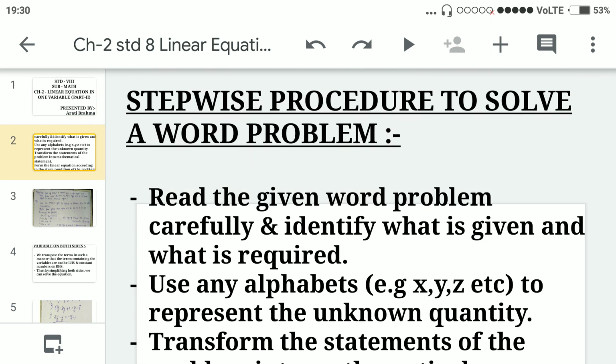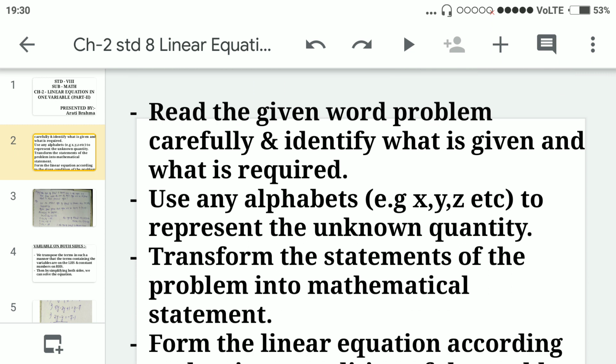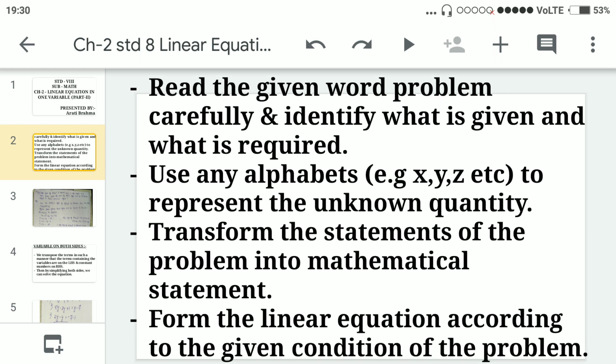So the first step is how to solve a word problem. Step by step I'm giving you the clues. First, read the given word problem carefully and identify what is given and what is required. It is not only related to linear equations. In whatever word problem you are studying, just focus on what is given to you, what you have to find out, and how to find it, then you can get the way to solve it easily. This is applicable for every kind of word problem, so just remember this formula.